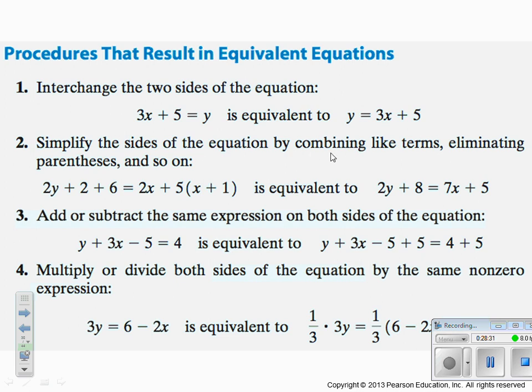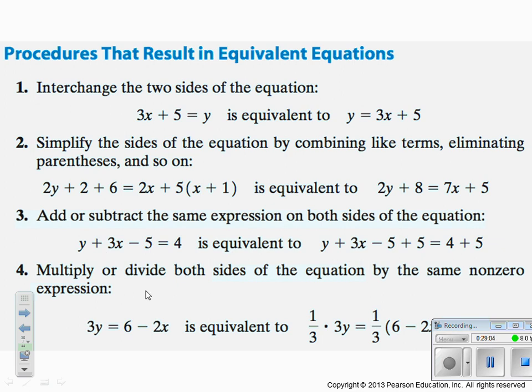Simplify the sides of the equation by combining like terms, eliminating parentheses, and so on. So check this guy out. So I solve to get 2y plus 8 equals 7x plus 5. Then I would subtract 8 and divide by 2. Add or subtract the same expressions on both sides of the equation. So if you look, this minus 5 equals 4. I would move that guy over there, so it's 9. And then to get y equals, I'd subtract 3x.